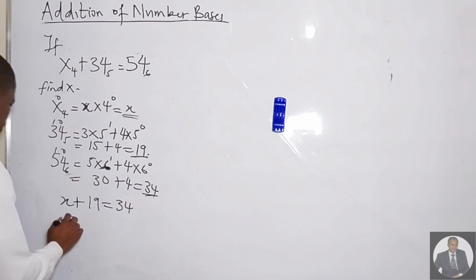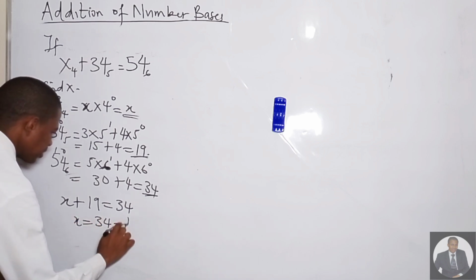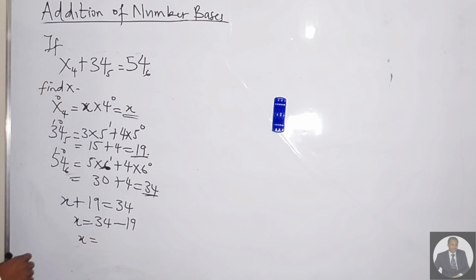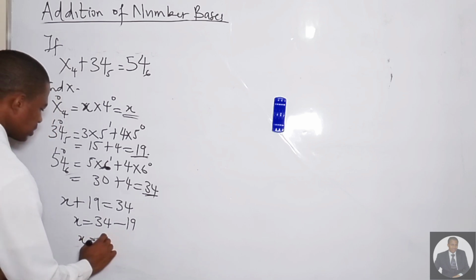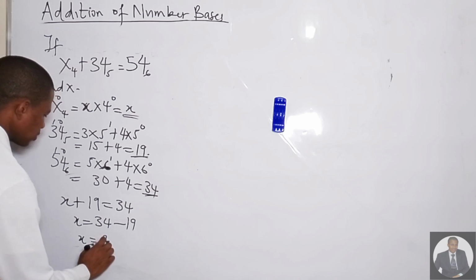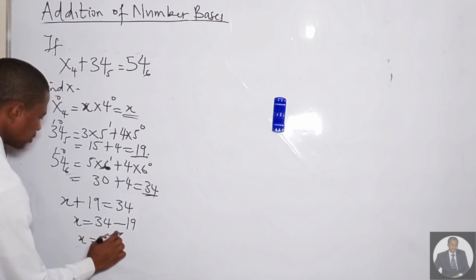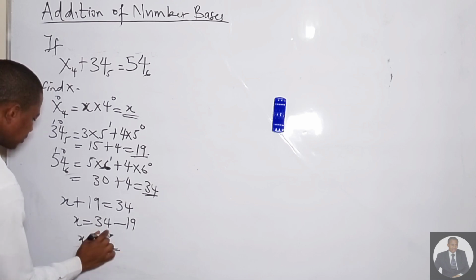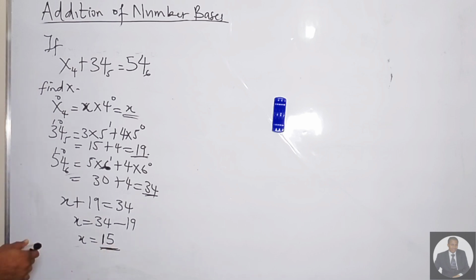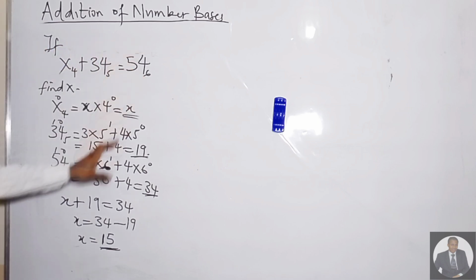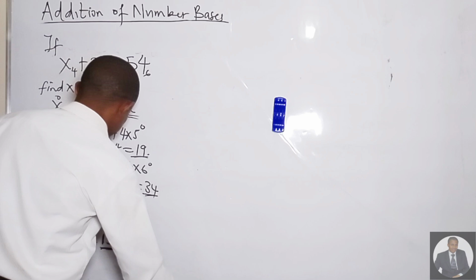So we say our x will be 34 minus 19. X will give us 20... that should be 15 as our answer. 15 will be our answer here. So we convert everything to base 10, then we do the normal algebra. So x will be 15 as our answer.